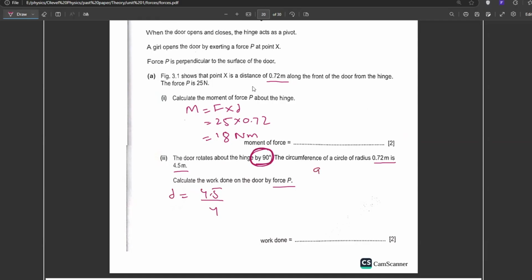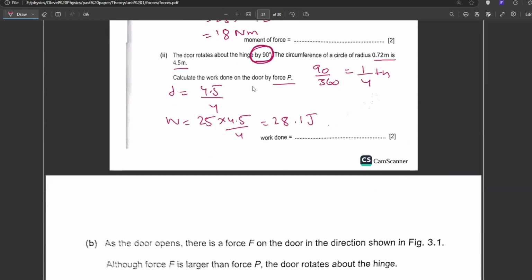And how many degrees are there in a complete circle? 360. So you are basically rotating 1/4 of a circle. So your distance will be what? 1/4 of a circumference. Your force is what? Your force was 25. Can you calculate the work done? Yes. 25 force into 4.5 over 4. That is your distance. 4.5 divided by 4 into 25. This gives you a value of 28.1 joules is your work done. Simple as that. Nothing complicated here.